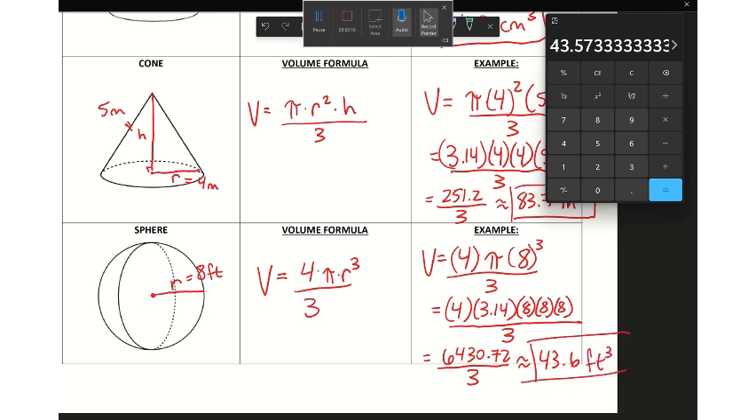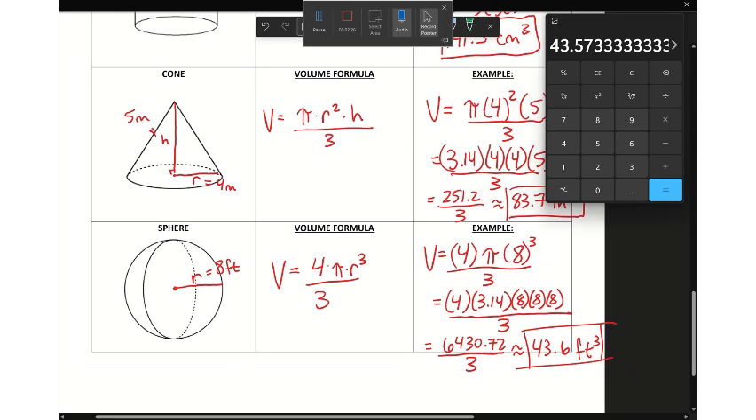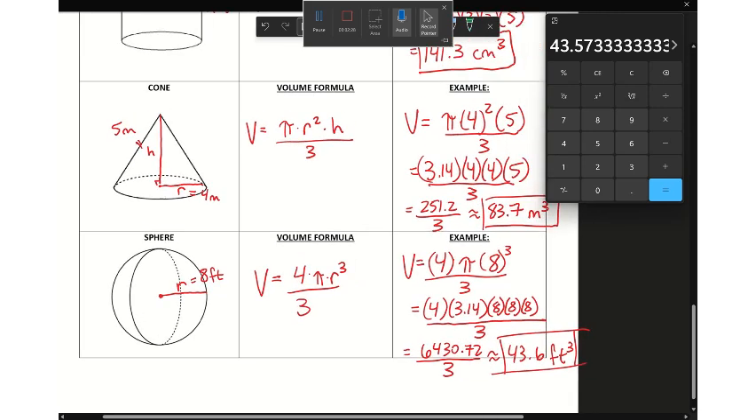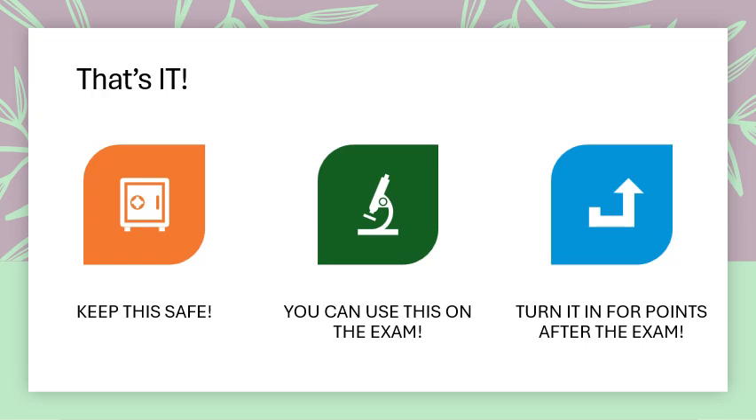And again, don't forget to cube those units when we're dealing with a three-dimensional volume here, because we're counting in 3 dimensions. All right, so now that we're done with the sphere, this is all the 3D figures that you need to be able to understand and use the formula for. It's really nothing more than plugging it in and using a calculator as carefully as you can. All right, that's it. If you took the notes, just make sure that you keep these safe because you can use it on the exam.